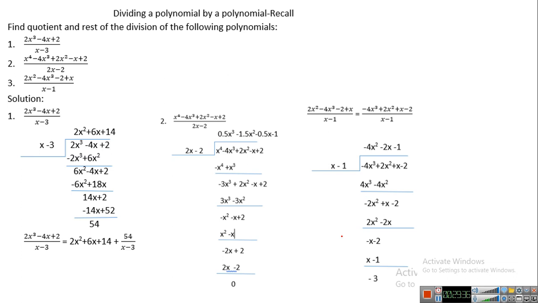This is it for the first video. It's enough till now. In the second video, I'm going to talk about dividing a polynomial by a polynomial as a recall, and how to factorize an equation, a polynomial, and to find its roots, whether complex or not.